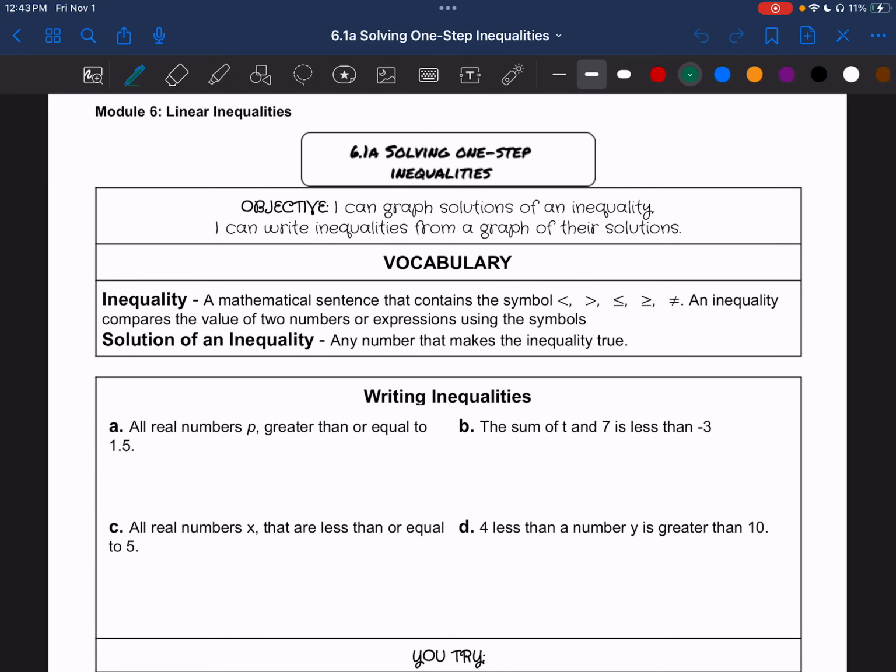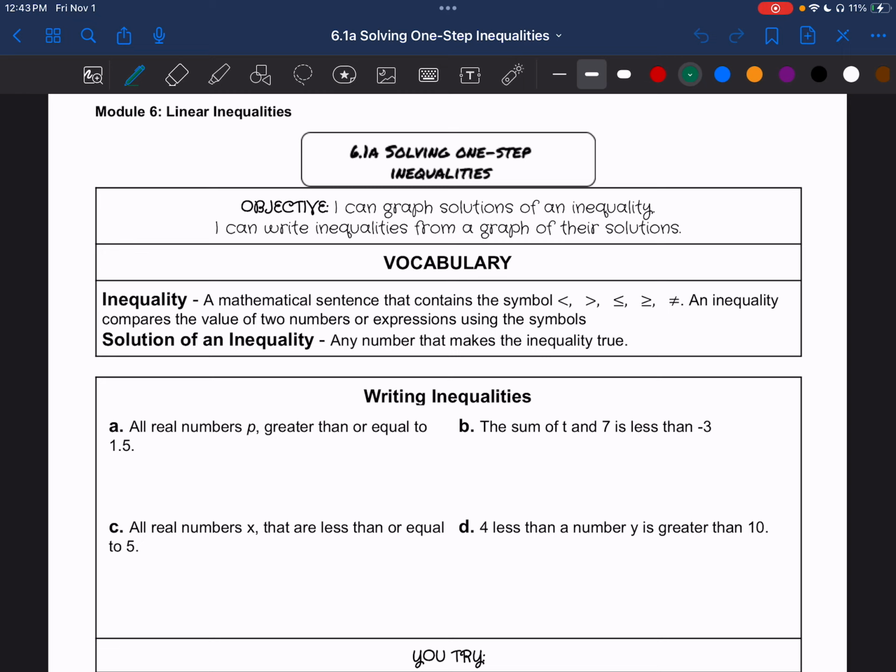Hello, and welcome to Lesson 1A of Module 6, Solving One-Step Inequalities. Our objective for today is that I can graph solutions of an inequality, and that I can write inequalities from a graph of their solutions.